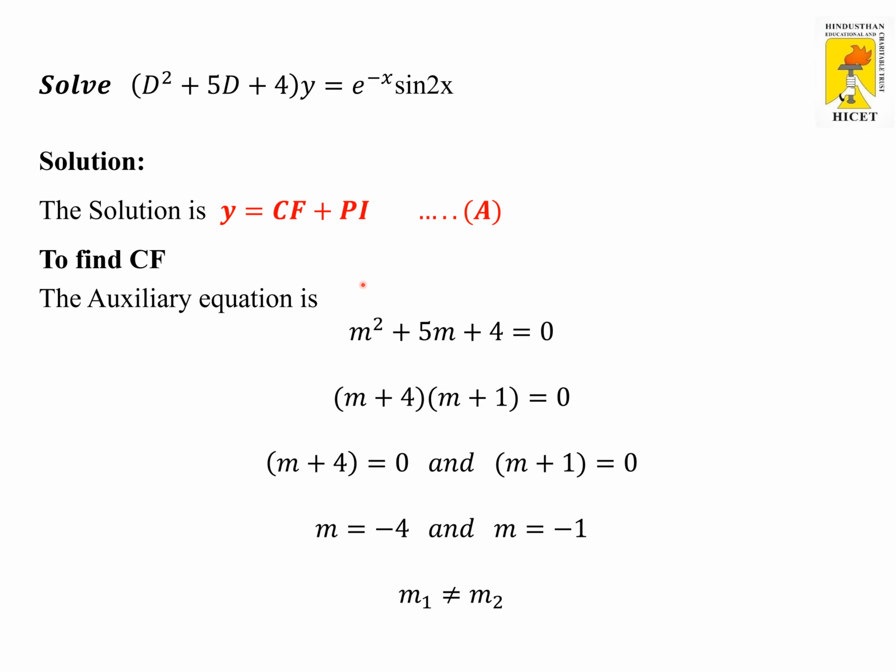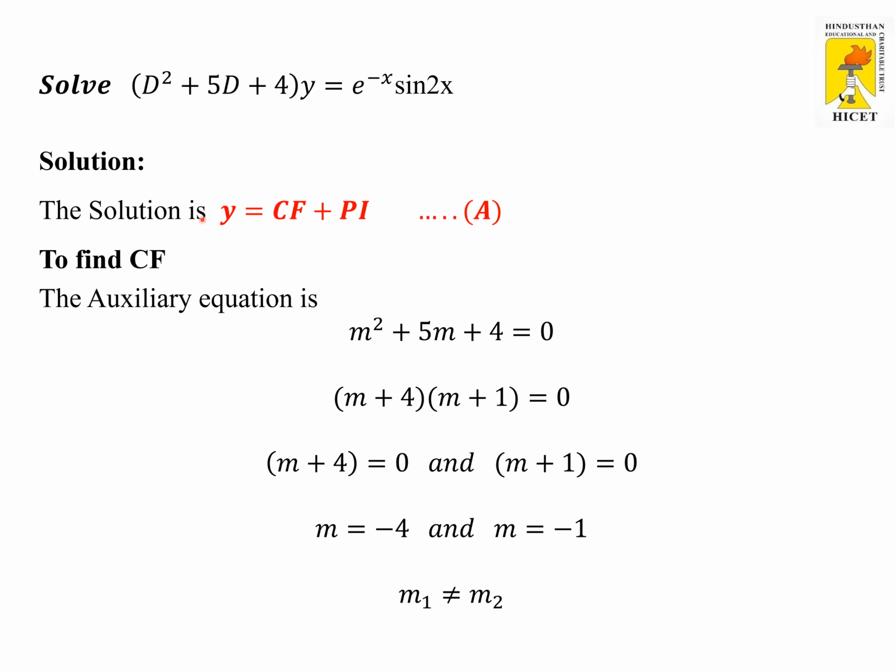Now let us see one example for solving a second order differential equation. Solve (D squared plus 5D plus 4) y equal to e power minus x into sin 2x. In this case we have only one term on the right hand side, that is our f of x.